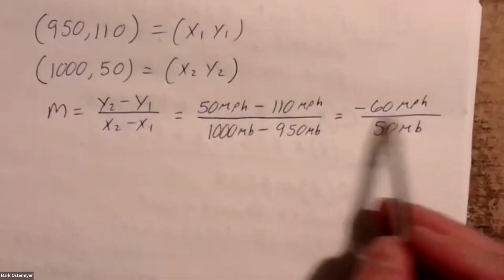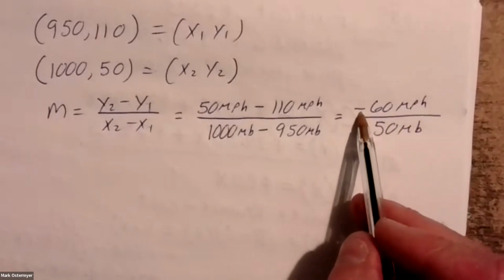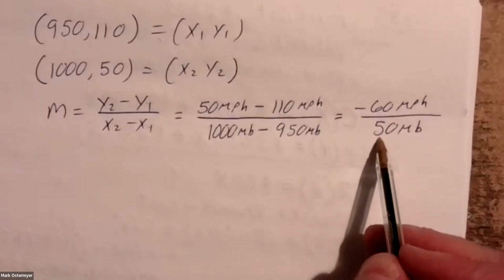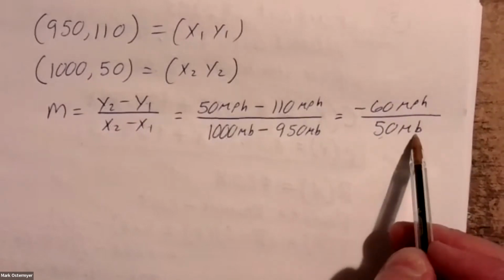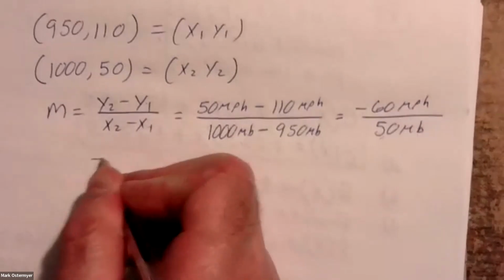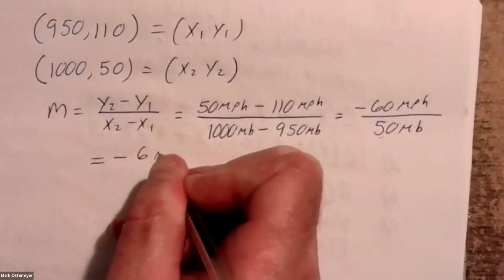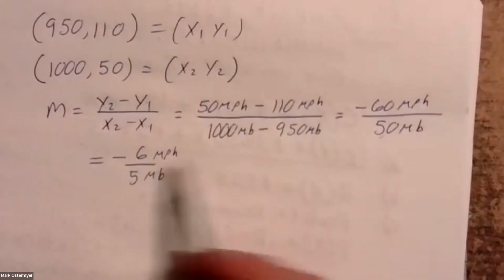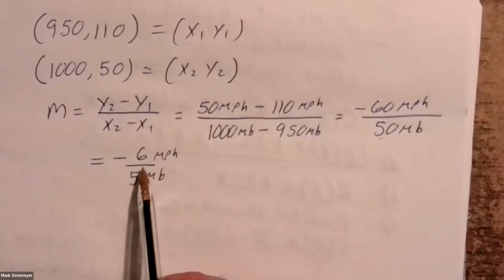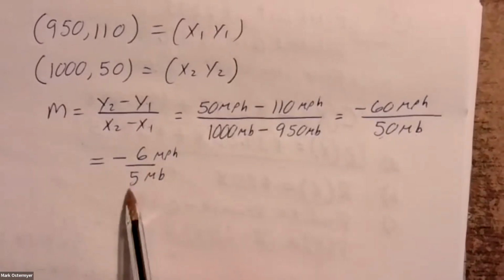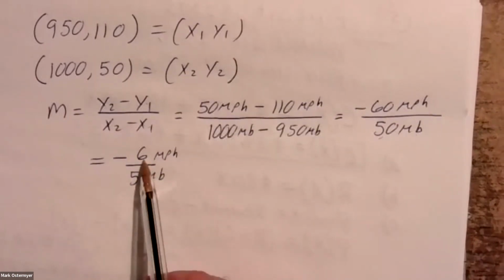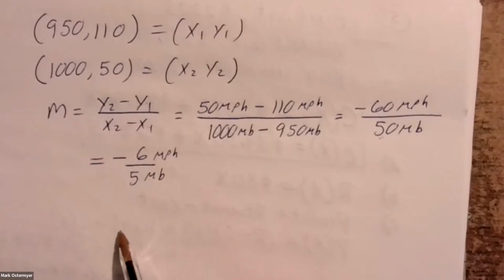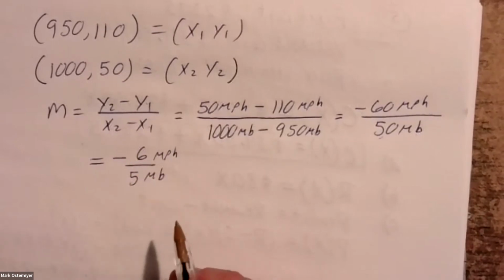Well, a way to interpret this is to say that the wind speed decreases by 60 miles per hour for every 50 millibar rise in pressure. We can even reduce this by 10 and take it down to negative 6 over 5. So an equivalent way of discussing this slope is to say that the wind speed decreases 6 miles per hour for every 5 millibar rise in pressure. When the pressure rises 5 millibars, the wind speed drops off by 6 miles per hour. That's how you can relate to what the slope is really saying in the context of our situation.